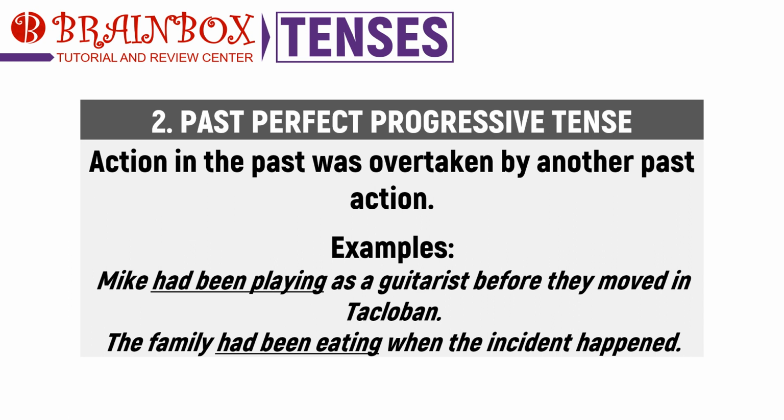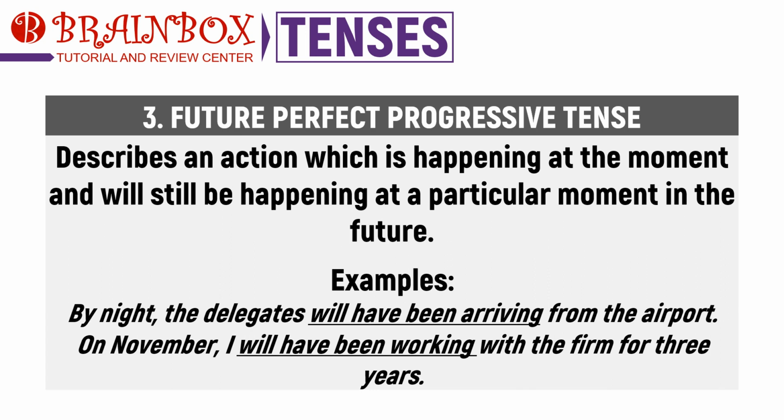Meanwhile, the past perfect progressive tense is used when a past continuous action has been replaced by another past action. And lastly, future perfect progressive tense is used to tell an action that will continuously happen when a certain time arrives. Now, since we have thoroughly discussed tenses, let us try to expound our knowledge by answering this practice set.